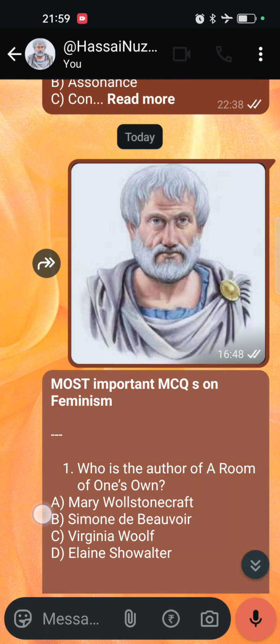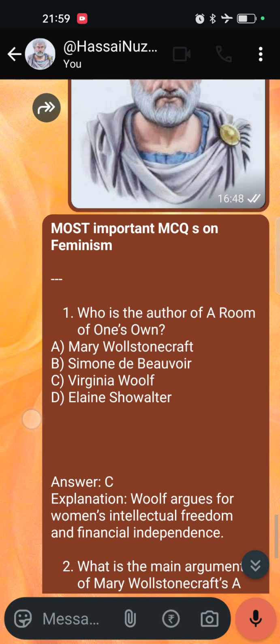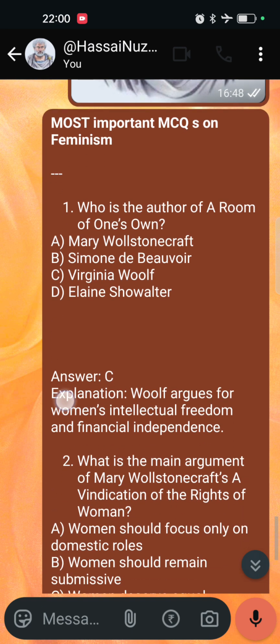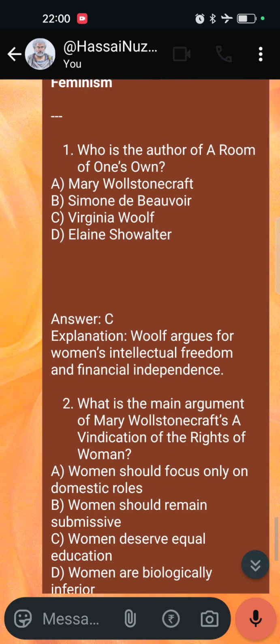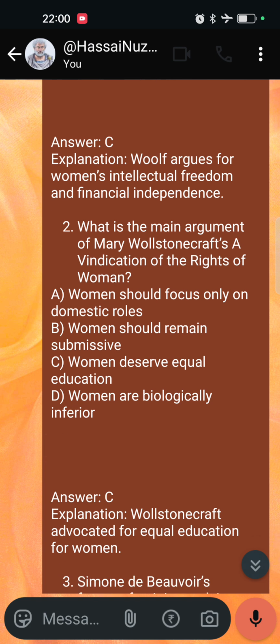First question. Who is the author of A Room of One's Own? Answer C. Virginia Woolf. Woolf argues for women's intellectual freedom and financial independence. Second question. What is the main argument of Mary Wollstonecraft's A Vindication of the Rights of Woman? Answer is C. Women deserve equal education. Wollstonecraft advocated for equal education for women.